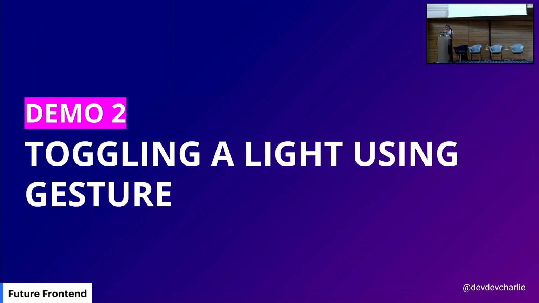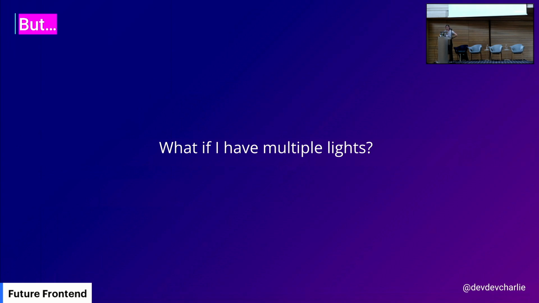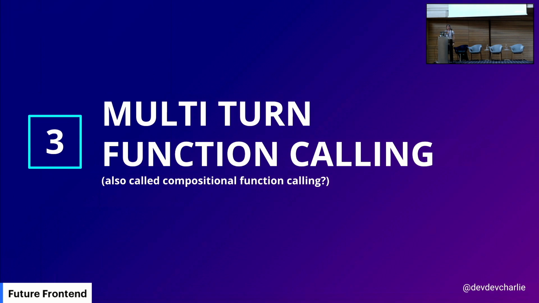Okay, but what if I have multiple lights? At home, you don't only have one light, hopefully. But what do you do then, because how do you know which light to turn on or off? This is where we go to multi-turn function calling. Recently, I've seen it called compositional function calling. I don't know if they're exactly the same thing. It's basically being able to call multiple functions and let the model decide which one to call first, or how the two functions relate to each other, or what they return.